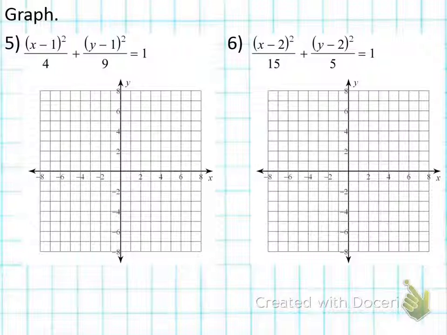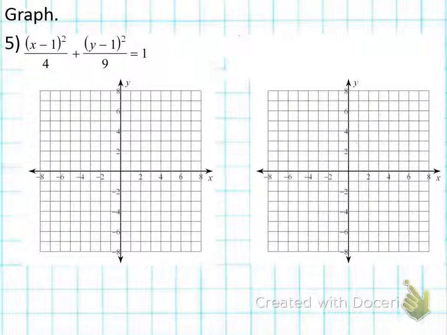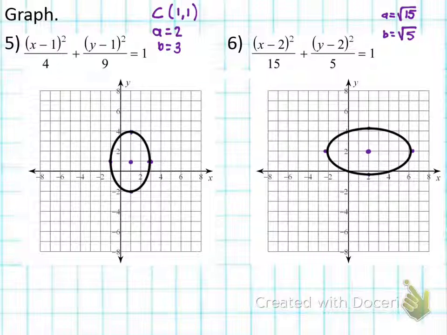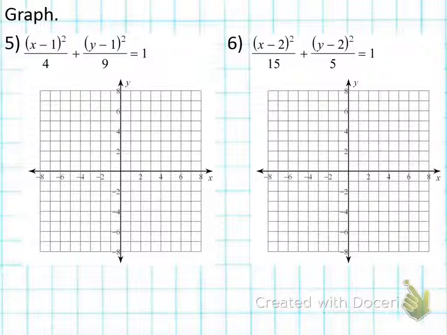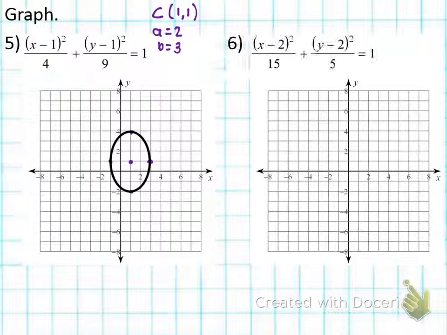Number 5. Okay, number 5. I want you to do this one by yourself. Okay, so your center should have been as follows. Oh, my bad. Okay, and you should have a graph that looks like that. Good. Number 6 now. What do you notice about number 6 that's a little bit different?